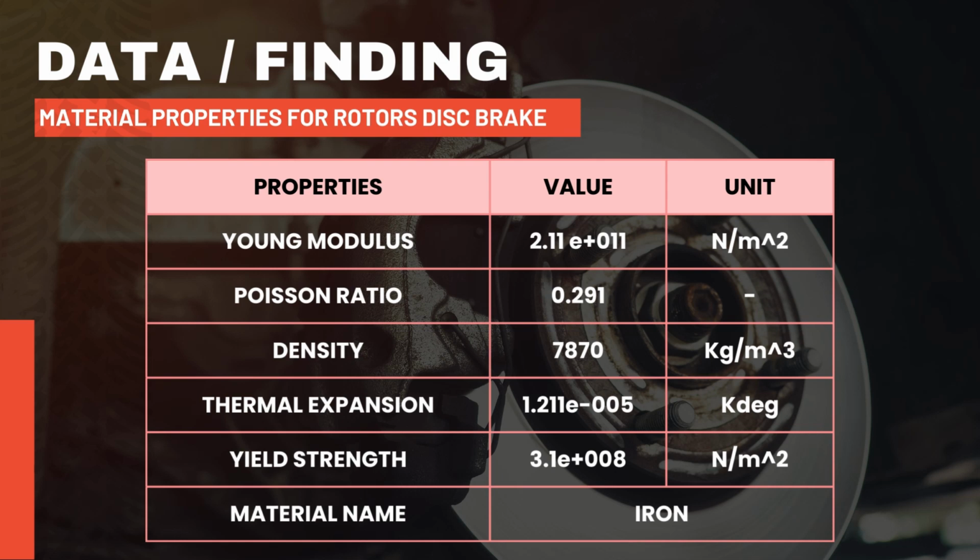The value is 211 exponent 11 Newton per meter square. Poisson's ratio is around 0.291. The density of our product is 7870 kg per meter cube. The thermal expansion involved is around 1.211 exponent 5 per Kelvin. The yield strength is around 3.1 exponent 8 Newton per meter square. As shown here, the material name is iron for our rotative.